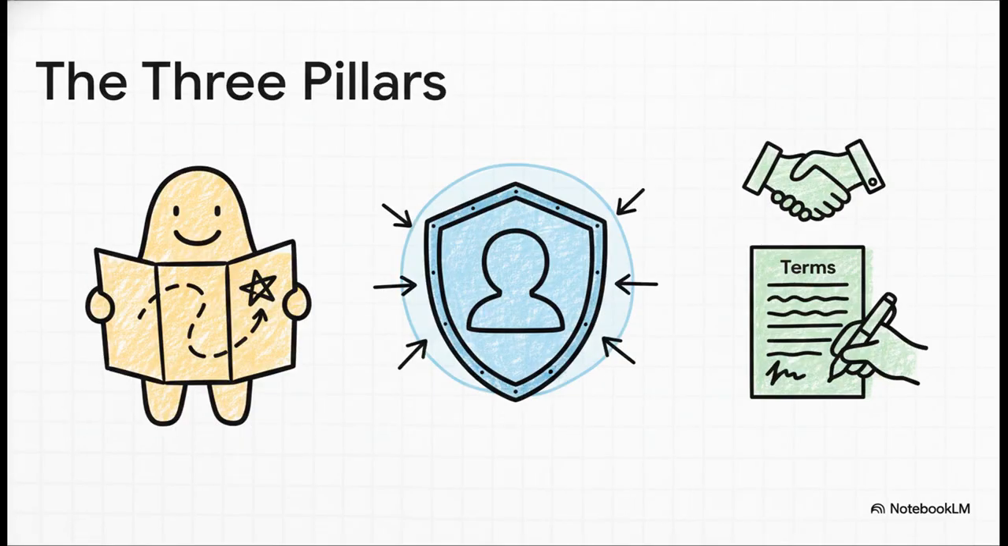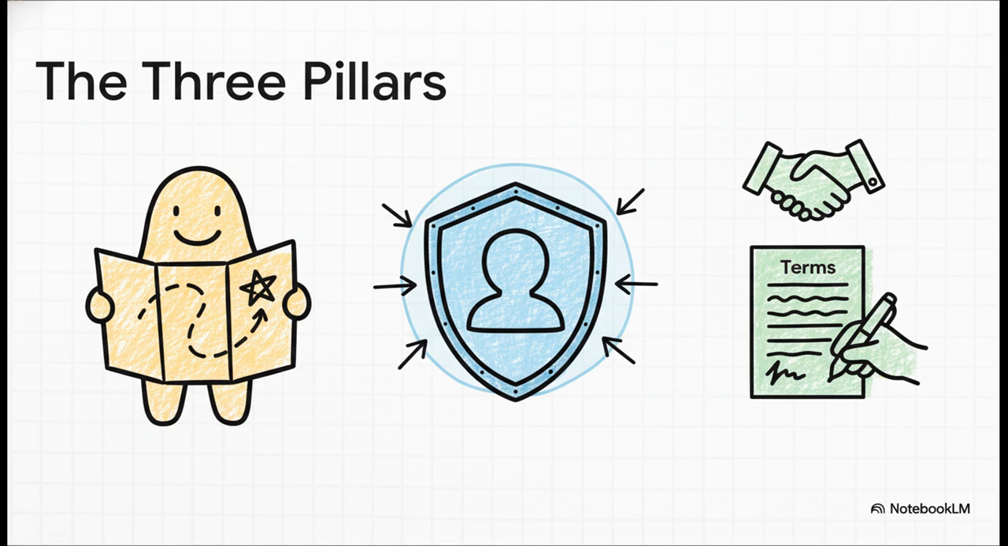Okay, so let's break these down because this is the crucial part. Help, that's pretty straightforward. It's your guide, right? The instruction manual for when stuff goes wrong. Privacy, now this one's huge. This is the story of your data. What's being collected, why they're collecting it, and how it's all being used. This is where you learn what you're actually trading for all that convenience.